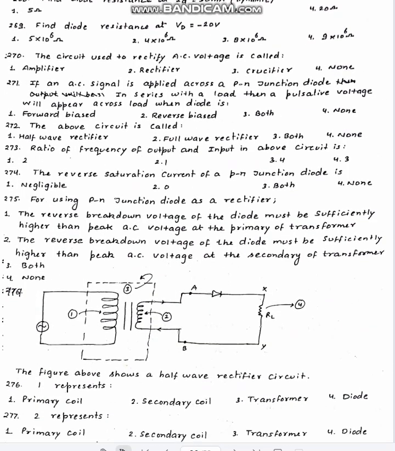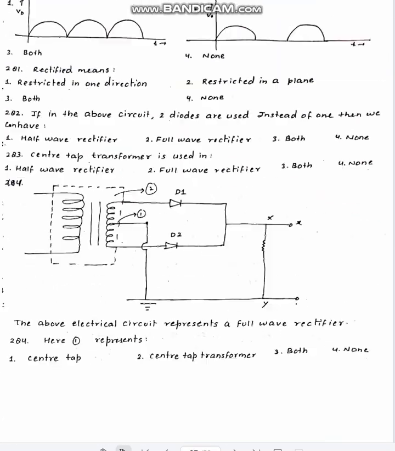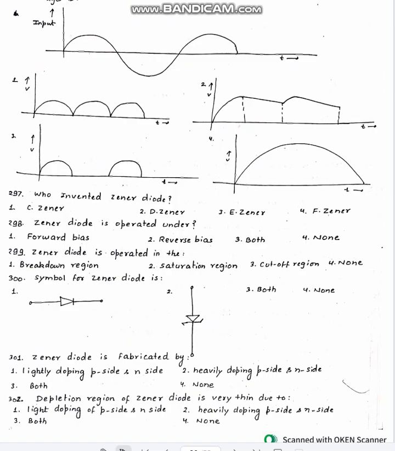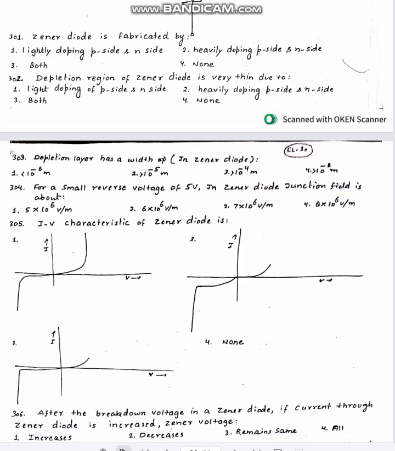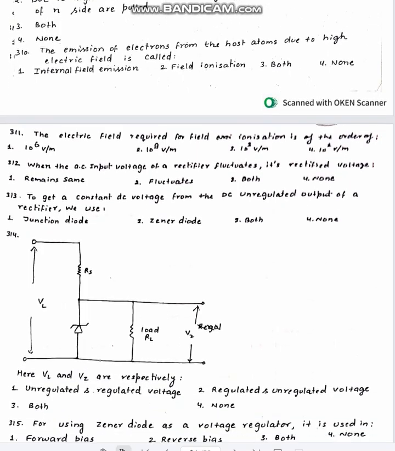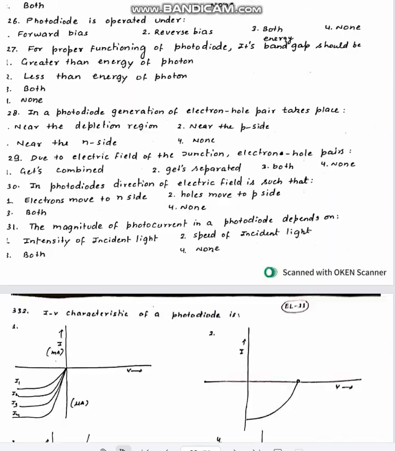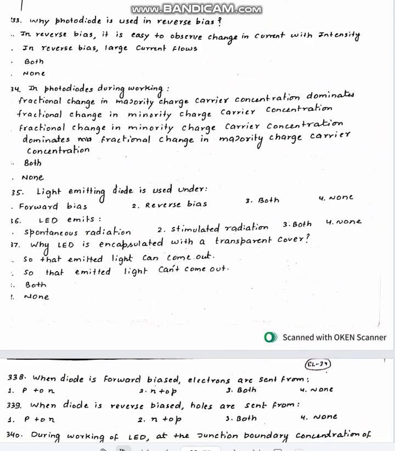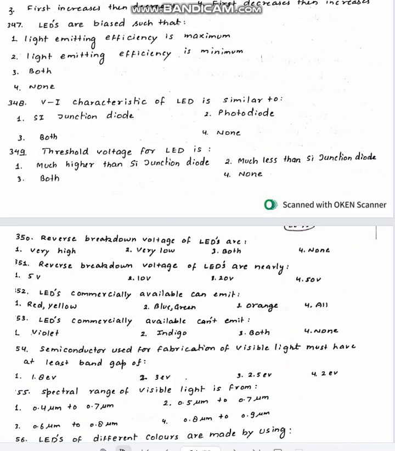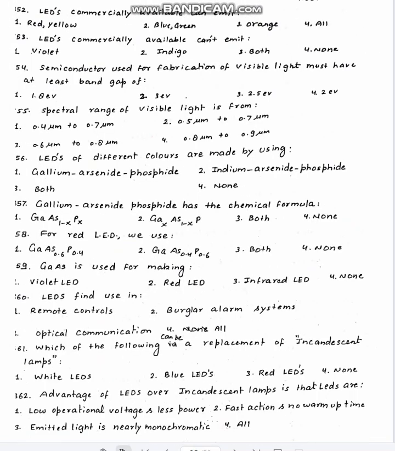Then we have the concept of transformer, half wave rectifier, full wave rectifier, their applications, graphs based on that, input and output in different cases. Then we have Zener diode characteristics, theoretical questions based on that, use of Zener diode. Then we have photodiodes, graphical variations, IV characteristics. Then we have LED, their roles, energy gaps, VI characteristics.